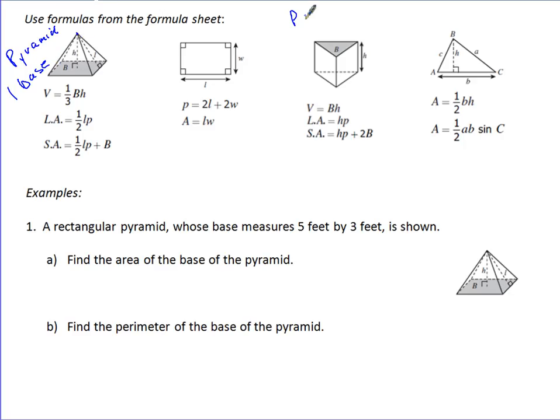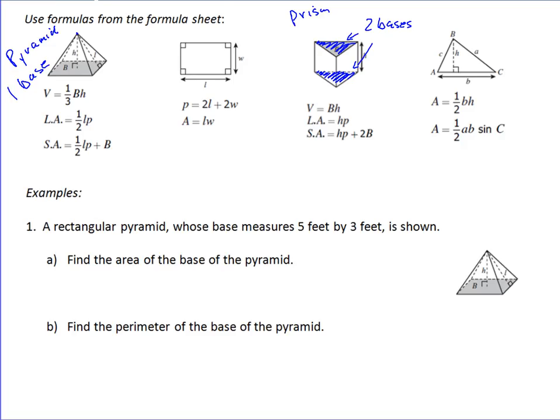A prism, on the other hand, always has two bases. So the base is not only necessarily the surface at the bottom of the object, but it is also the surface which is parallel and on the other side of the object. So a prism has two bases.